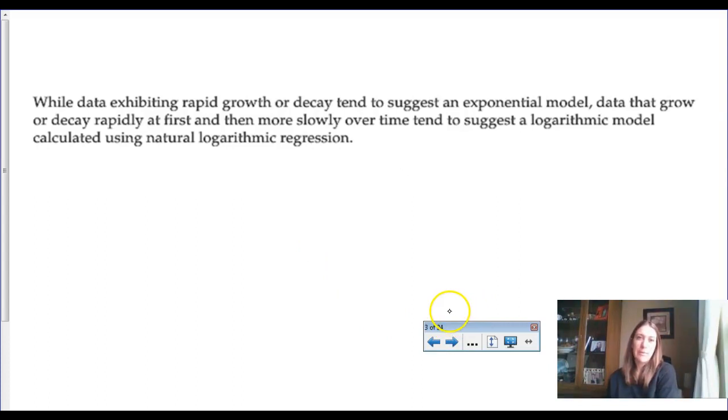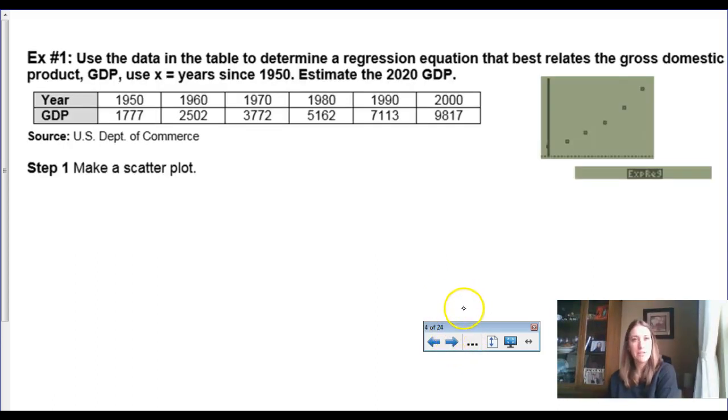Rapid growth or rapid decay suggests exponential models. However, if it starts off growing rapidly and then kind of dies off over time, that's suggesting to us that there's a logarithmic model in there. So we have to keep that in mind when we're looking at the scatter plots.